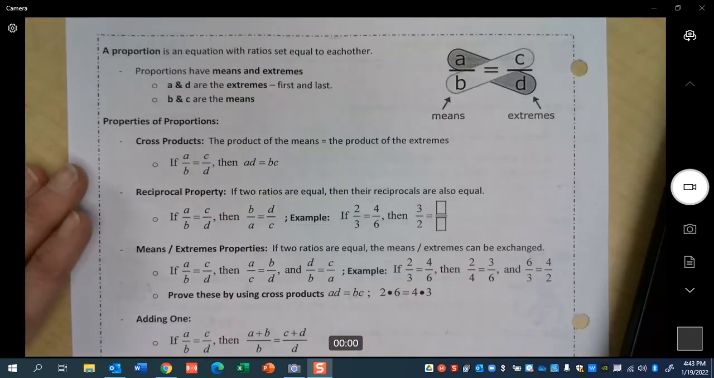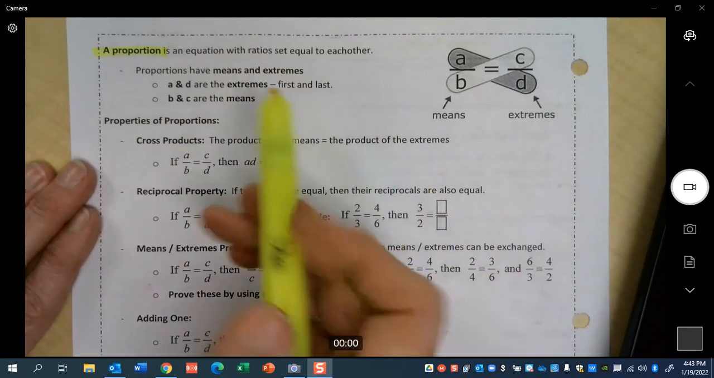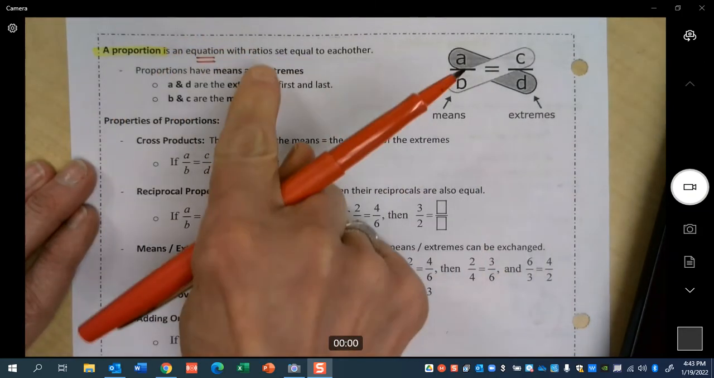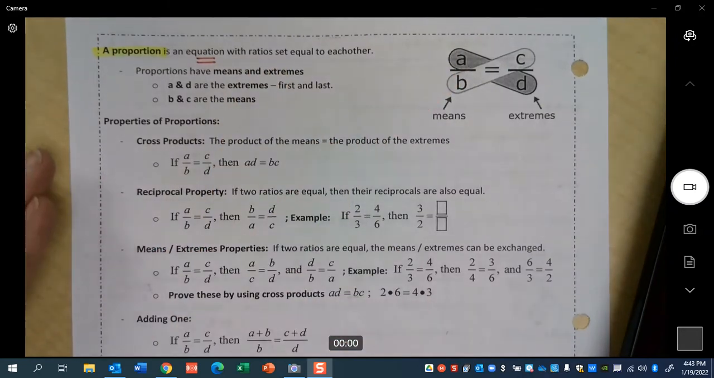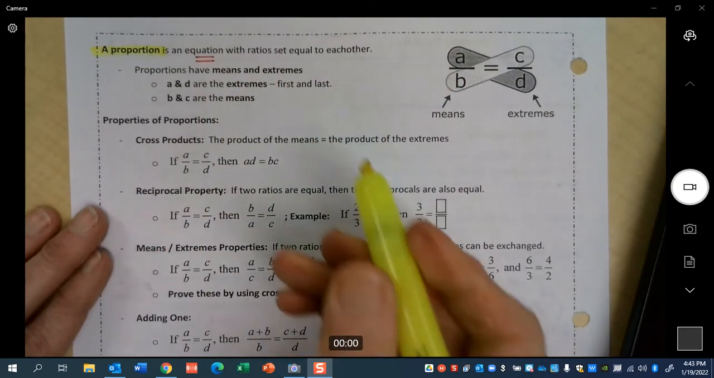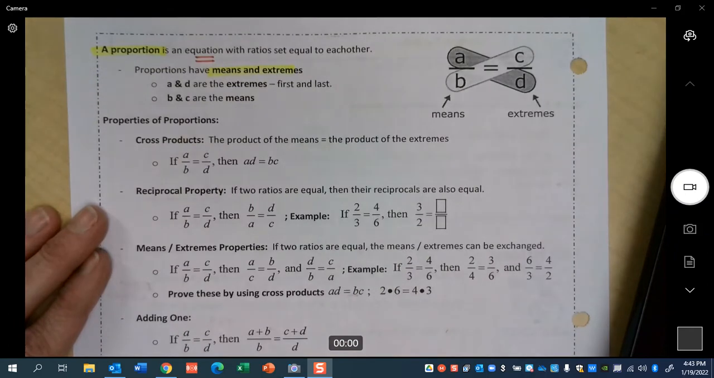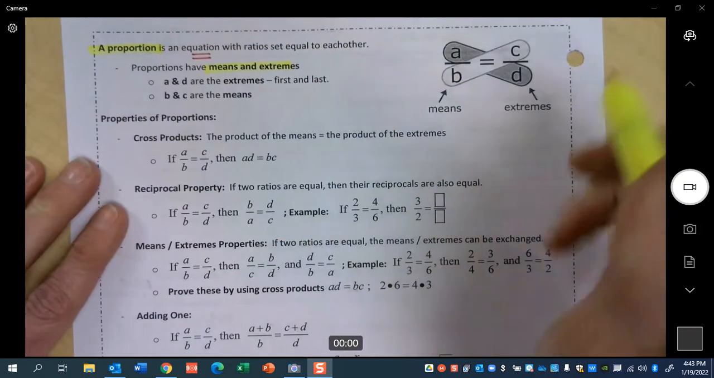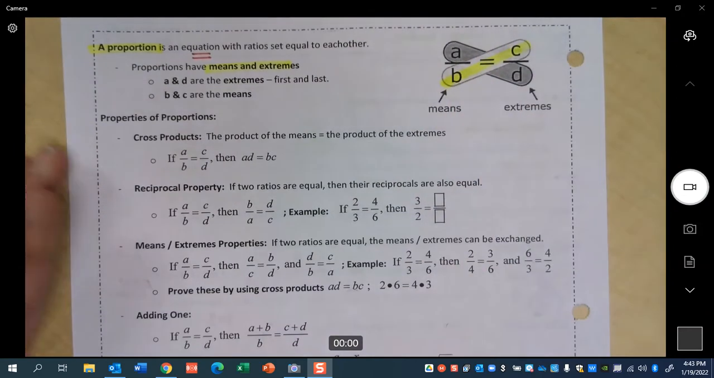All right, let's check out the back. So for a proportion, that's when I have an equation. So I have an equal sign in the conversation with those two ratios set equal to each other. There are 2 parts to proportions. I have my means and my extremes. My extremes are my first and last terms, and my means are these middle terms.